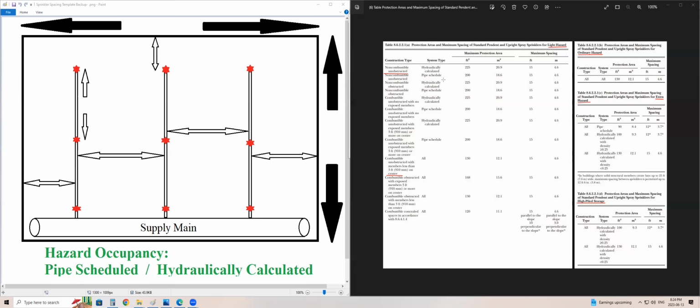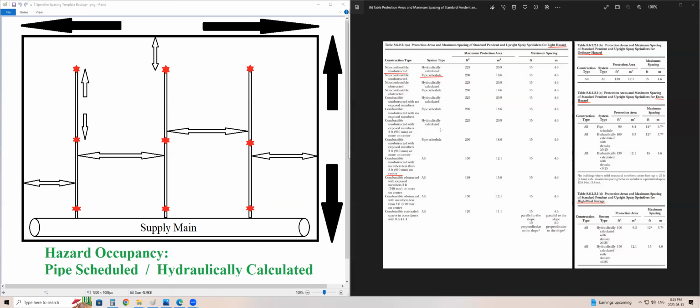And that was basically referring to what's called a pipe scheduled method. That is a very old school method where they just said there is a certain pipe size and you are allowed to take a certain amount of sprinkler heads off of that pipe size. That's basically what it was.